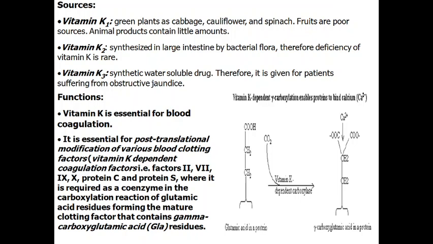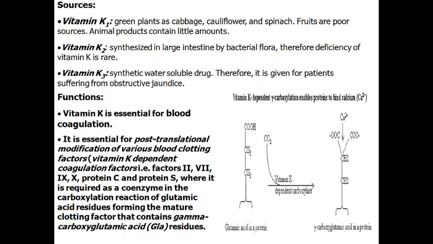What are the functions of vitamin K? This is very important. Vitamin K is essential for blood coagulation. Essential for what? Essential for what we call post-translational modification of the vitamin K dependent coagulation factors. What is the meaning of that? What are the vitamin K dependent coagulation factors? These are factors 2, 7, 9, 10, protein C, and protein S.